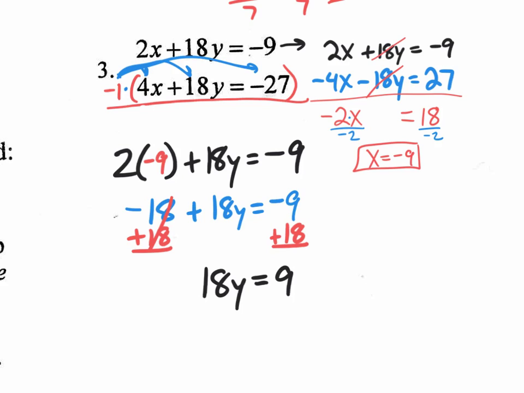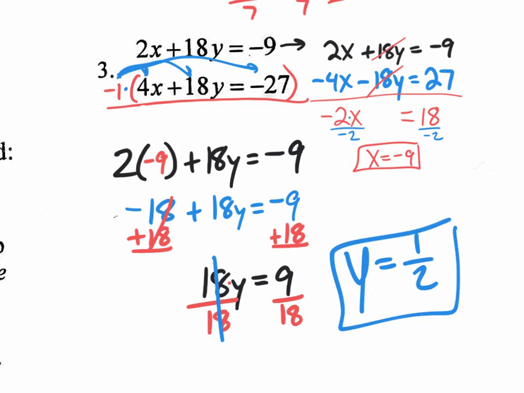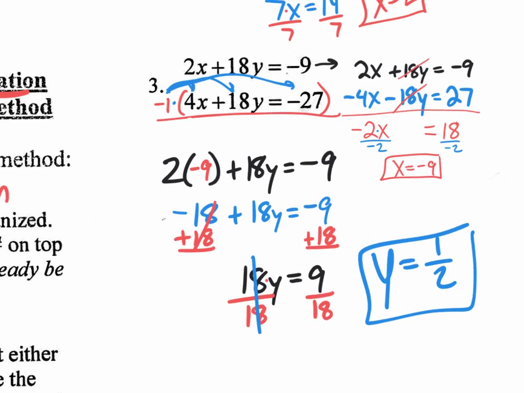A lot of people freak out right here because in order to get rid of that 18 in front of the y, you'd have to get rid of the multiplication of 18, right? So you have to divide by 18 and divide by 18, and that's okay. The 18s cancel. Y equals 9 over 18. You can't really do it, but you could reduce it, and it becomes 1/2 or 0.5. So our answer in ordered pair format is -9, comma 1/2 or 0.5.